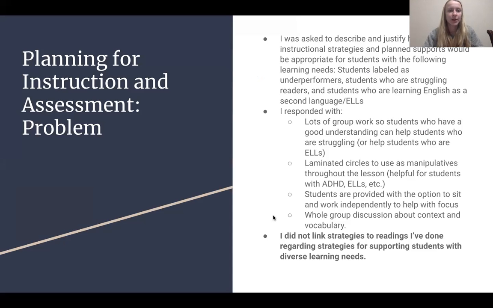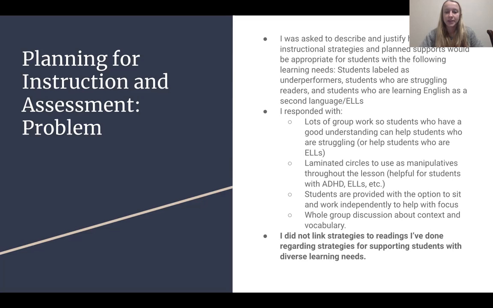So for the first part of this project, planning for instruction and assessment, the problem that I identified was that for this section, I was asked to describe and justify how my instructional strategies and plan supports would be appropriate for students with the following learning needs. First, students labeled as underperformers. Second, students who are struggling readers. And third, students who are learning language as a second language, also known as ELLs.